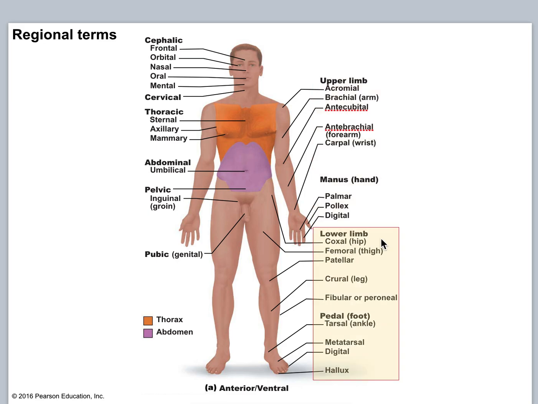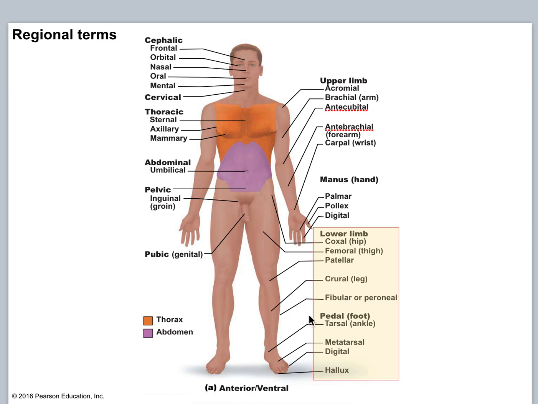In the lower limb, the coxal region is the hip. The femoral region is the thigh. This is named after the femur, which is the thigh bone that we'll study later in the course. The patellar region is the kneecap, which is called the patella. And so the patellar region is the area of the patella. The crural region is the leg. The fibular region or perineal region is the lateral portion of the lower leg from the knee down to the ankle.